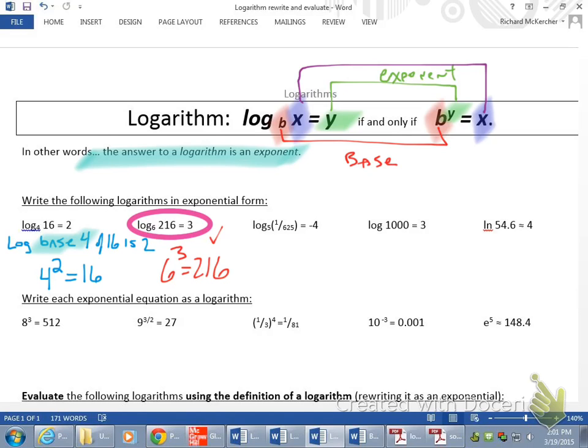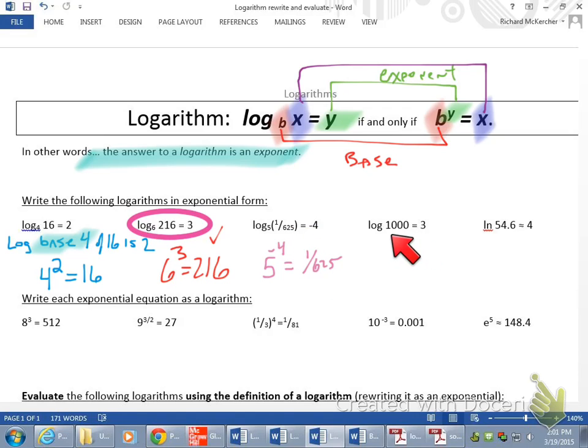I'm going to go through the rest of these. I'm not going to talk about them. Well, I have to a little bit. Just take your time and look through them. The base is 5. The answer is the exponent. And whatever here is with the logarithm becomes the equal sign.